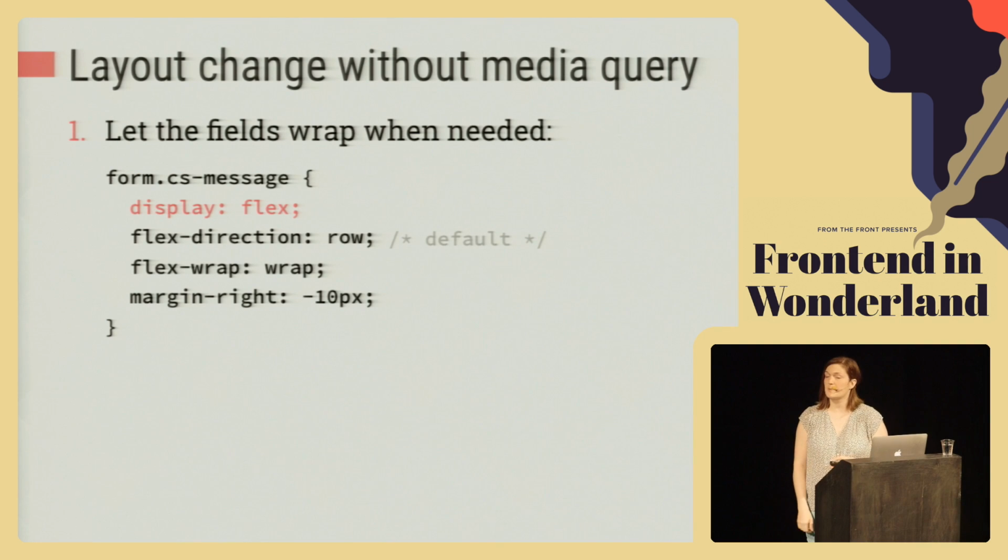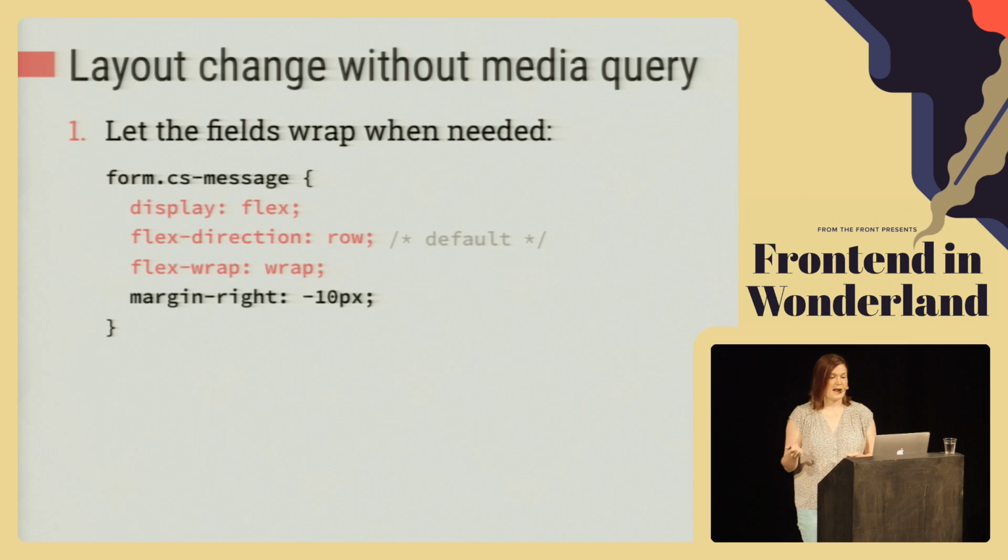First, we turn on Flexbox by setting display flex on the container, and this turns the form into a flex container and the child fields into flex items. By default, this puts the items horizontally on a single row, but flex wrap set to wrap allows them to wrap onto multiple rows as needed.